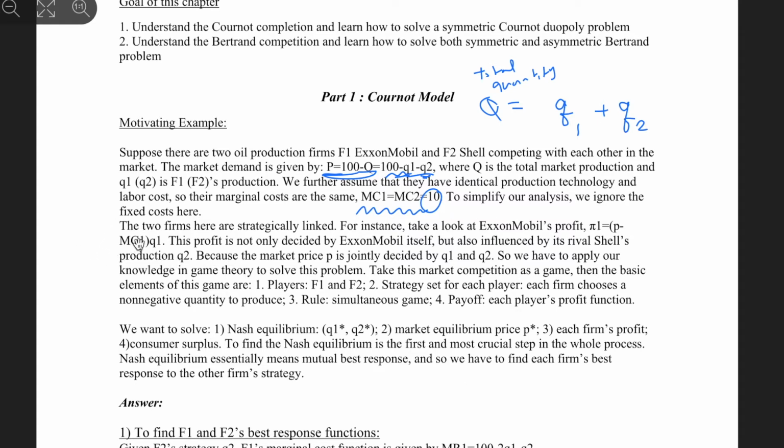And moving on, the two firms here are strategically linked. For instance, take a look at ExxonMobil's profit. The profit of firm 1, or ExxonMobil, equals P minus MC1 times q1. This profit is not only decided by ExxonMobil itself, but also influenced by its rival Shell's production, q2, right? We're not considering differentiation in the price, but we're looking at the q, the quantity difference, the production difference.